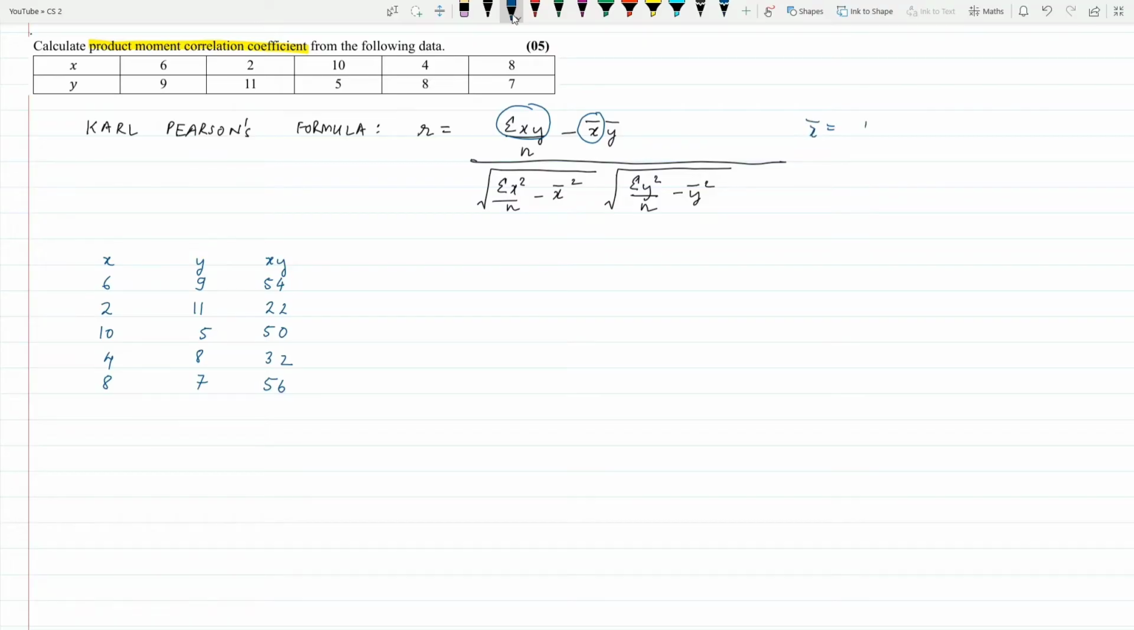We need x bar. As you are aware, x bar is nothing but total of x divided by n, and y bar is total of y divided by n. Coming to the denominator, we'll need sigma x square. So we will be adding a column for x square, and that will be the square of the values under column x. So the first value is 6, we will have 36 followed by 4, 100, 16 and 64. And likewise, we will add a column for y square. That will be 81, 121, 25, 64 and 49. Let us quickly total these.